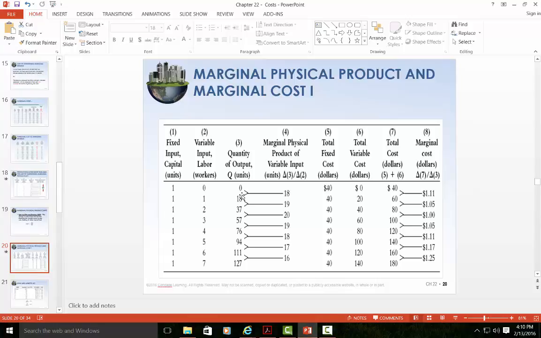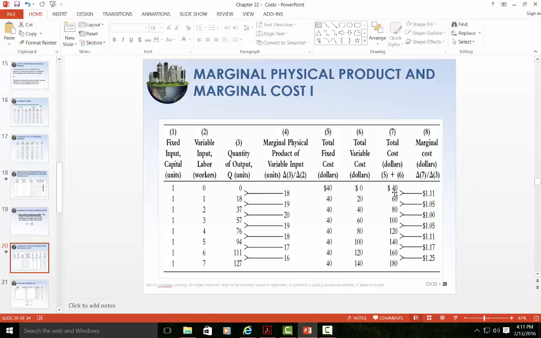And whenever we say change, we mean what happens, for example, in column 3. What happens when you go from 0 to 18? There's a difference of 18. What happens when you go from 18 to 37? That's a difference of 19. Right? So that is what's going on there, that change divided by the change in column 7. So 40 minus 60 is what, 20?